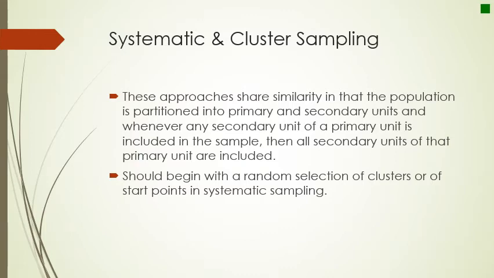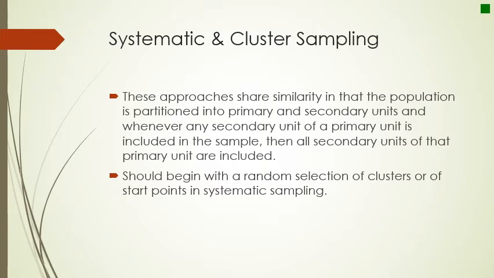The next type of sampling is what's called systematic and cluster sampling. You might think, well, these things are totally different, but they actually share one fundamental similarity, and that is that the population is partitioned into primary and secondary units. And whenever a secondary unit of a primary unit is included, then all secondary units of that primary unit are included.